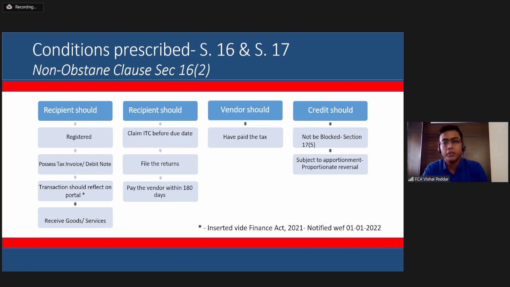It was introduced by the previous Finance Act, but it was notified to be effective from 1st of January. Now, why am I stressing on this point? Because my later discussion will have a good reference to this particular point. So please bear this point in mind.